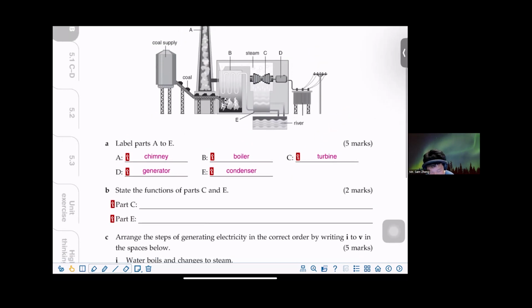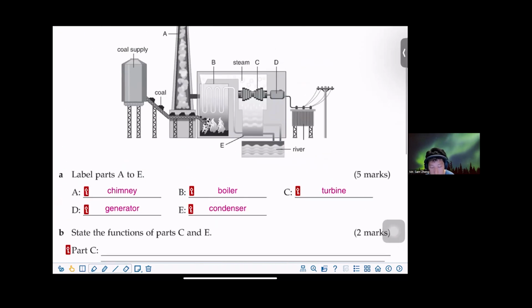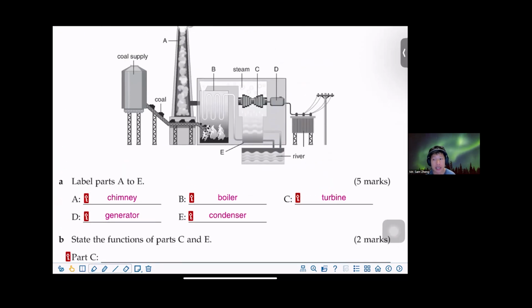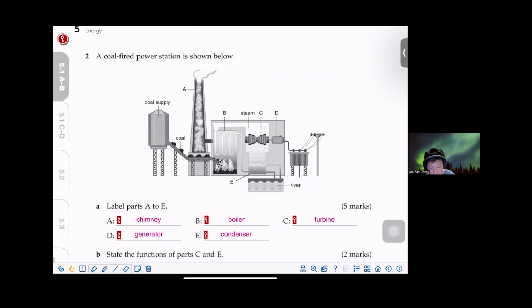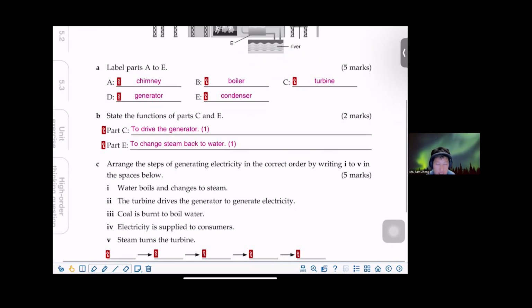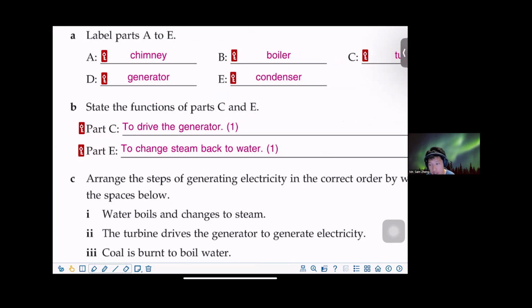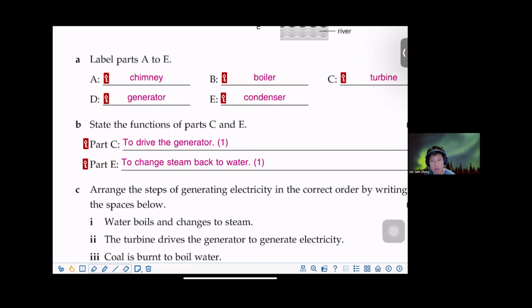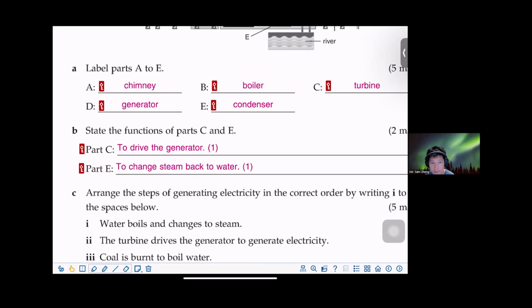Then next, for this one, many of you wrote the correct parts. And remember, this is E, it is not the boiling water, it is the boiler. It is a structure that you will see in the coal-fired power station. Next, what is the function of part C and also part E? For part C, it mainly drives the generator, but it does not drive the turbine. It is two different things. So it only drives the generator, but does not drive the turbine. Next, for part E, it changes the steam back to water.